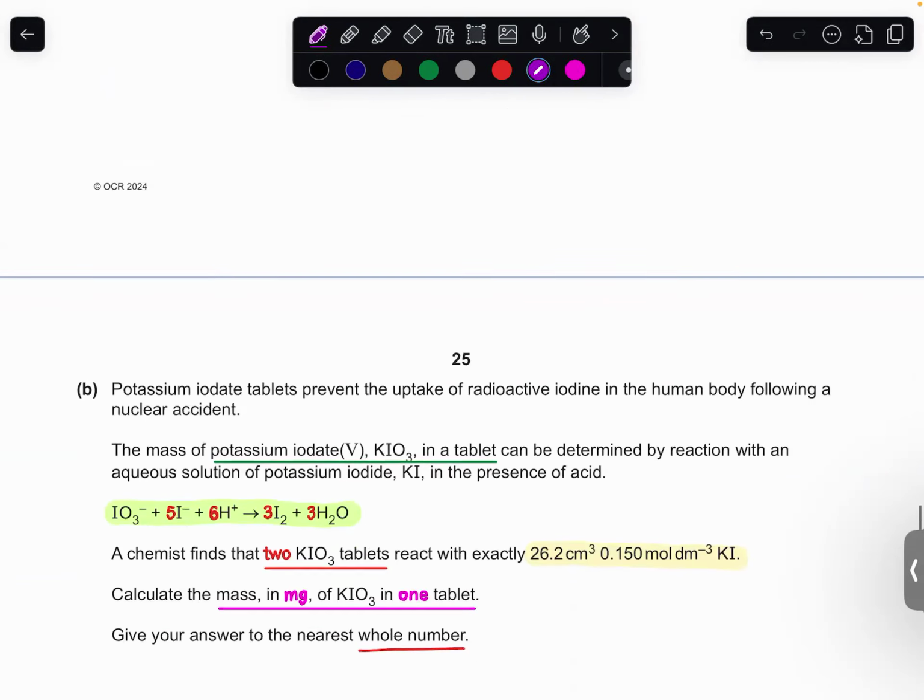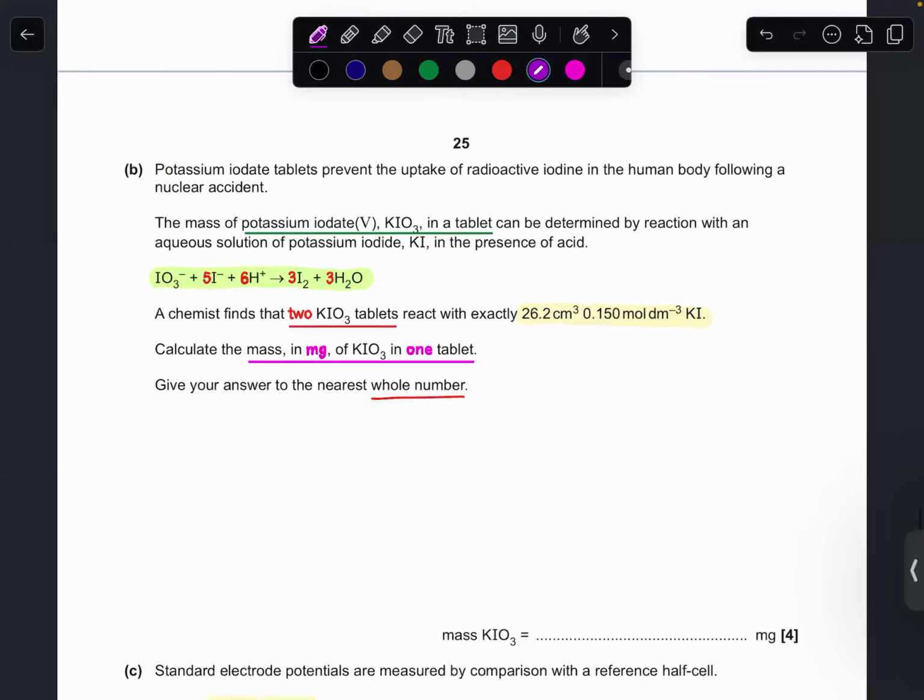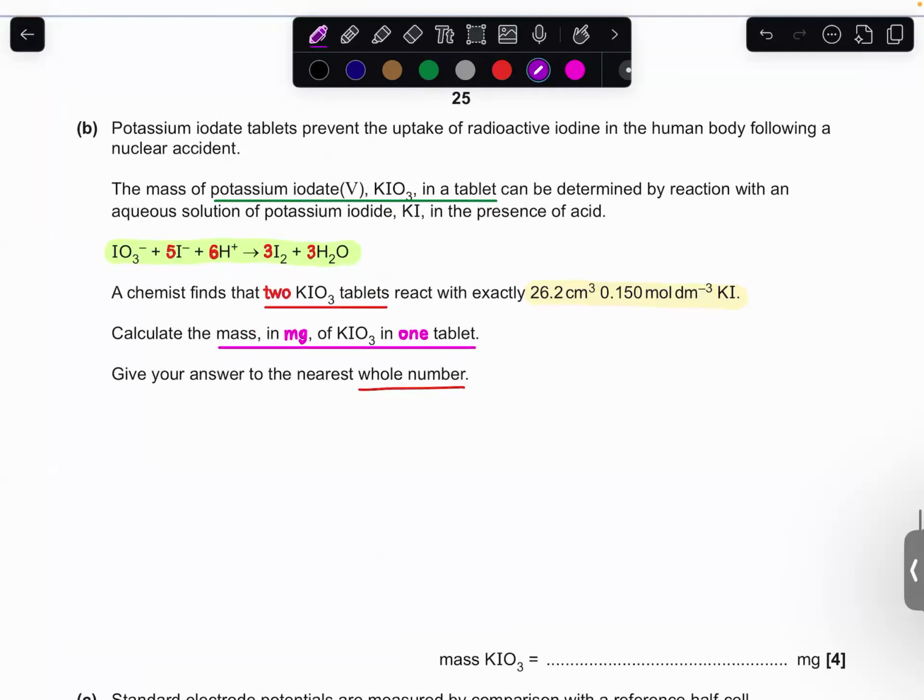Moving on. This question is about potassium iodate tablets. They prevent the uptake of radioactive iodine in the human body following a nuclear accident. The mass of potassium iodate, KIO3, in a tablet can be determined by a reaction with aqueous solution of potassium iodide.